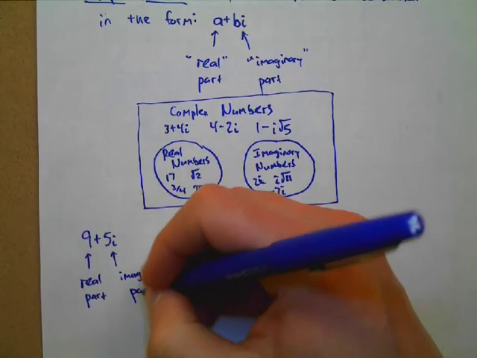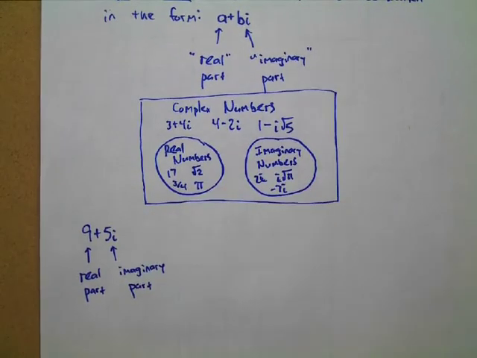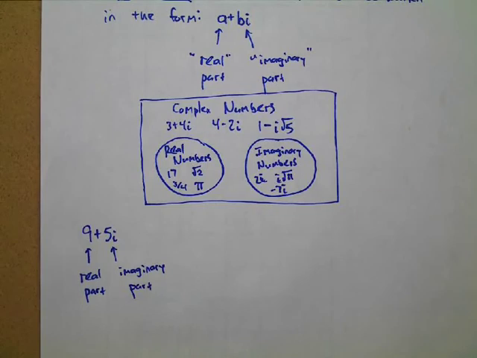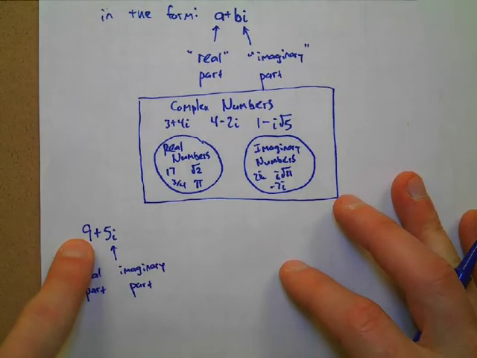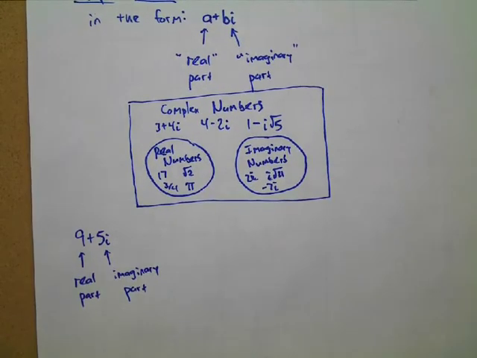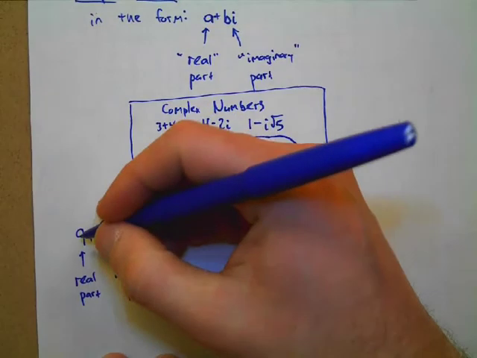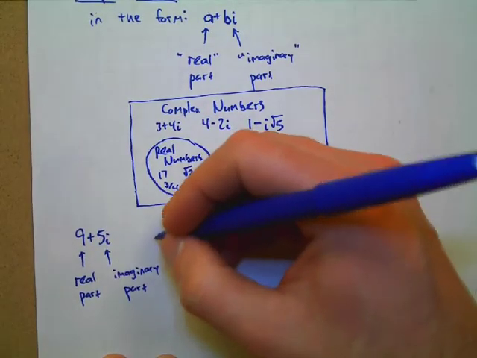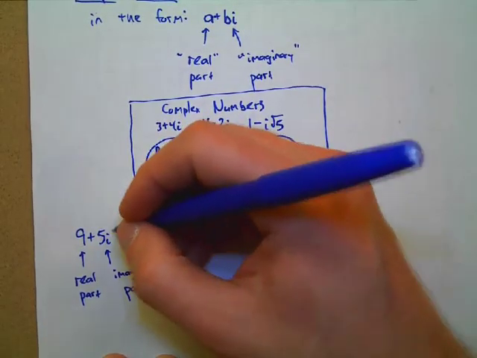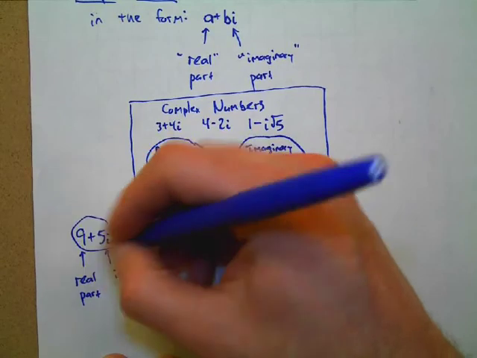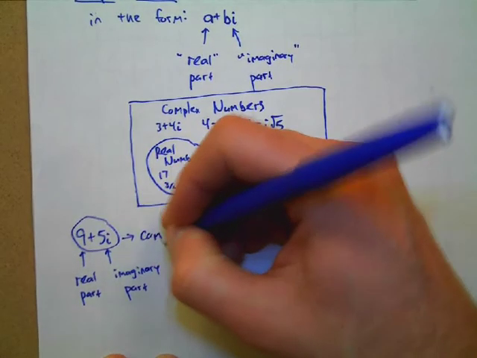How did we know that that's the imaginary part? What makes it? The i. The i makes this imaginary. This one does not have an i, so that's the real part. It's that simple. And because it's a real combined with an imaginary, this is then a complex number, the whole thing together.